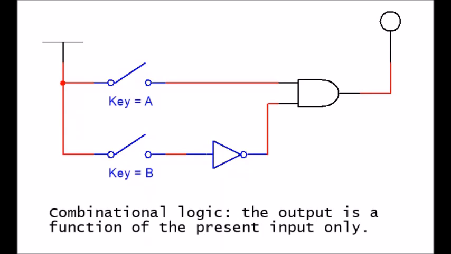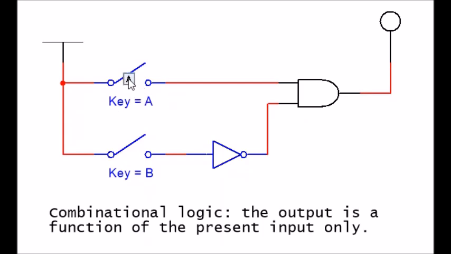Every circuit that you have seen so far has been an example of combinational logic. And by combinational logic, I mean that the output of the circuit is dependent only on the input to the circuit. So this is a very simple circuit that you're looking at right here, and I can see that the output will be a 1 if I have key A as a 1.